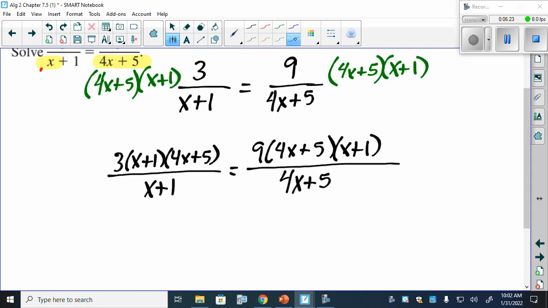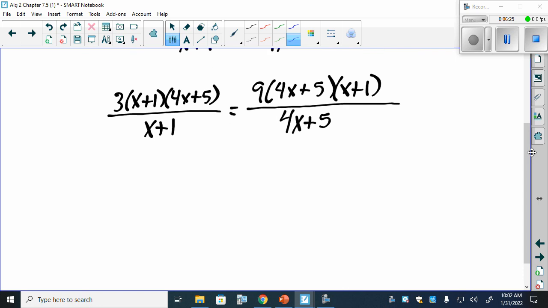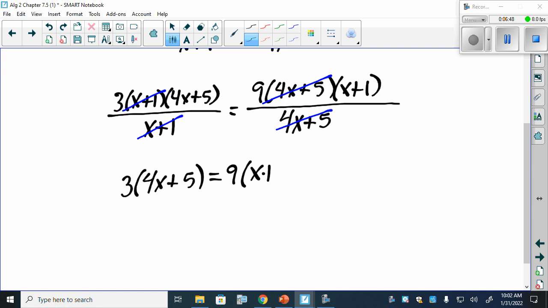Well, at this point here, the x plus 1 and x plus 1 cancel out. On the other side, the 4x plus 5 and 4x plus 5 will simplify out, leaving us with 3 times 4x plus 5 is equal to 9 times x plus 1.